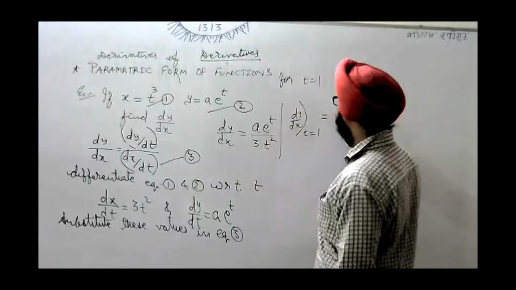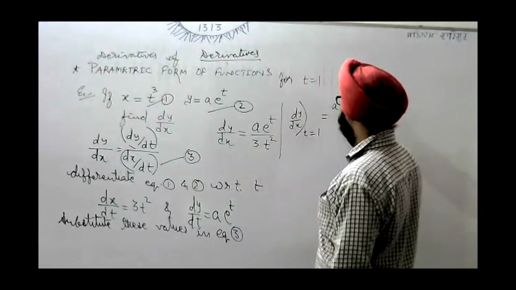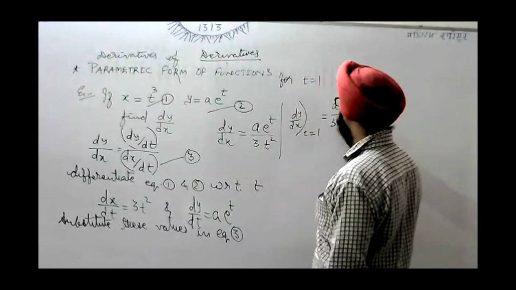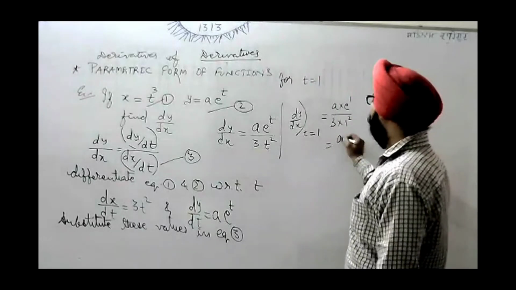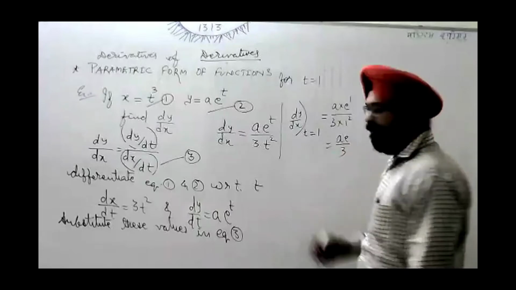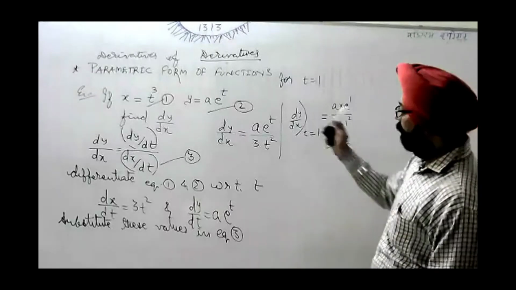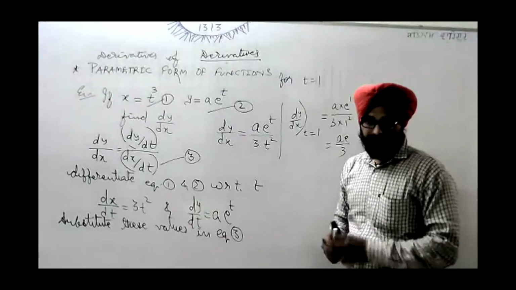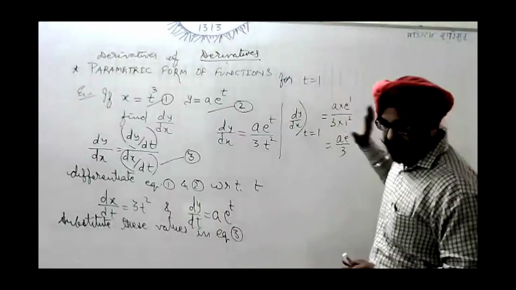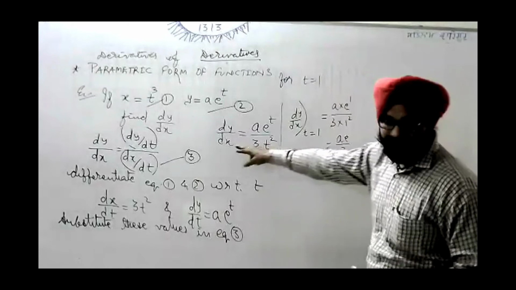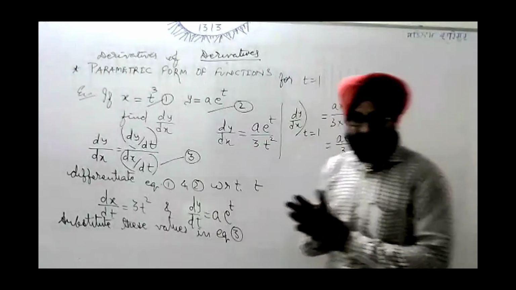This is equal to a e raised to the power 1 upon 3 into 1 square. Simplifying, we get a e upon 3. Yes, this is the particular solution. Particular means when such a value is given and we need to evaluate. This is the value of dy by dx.